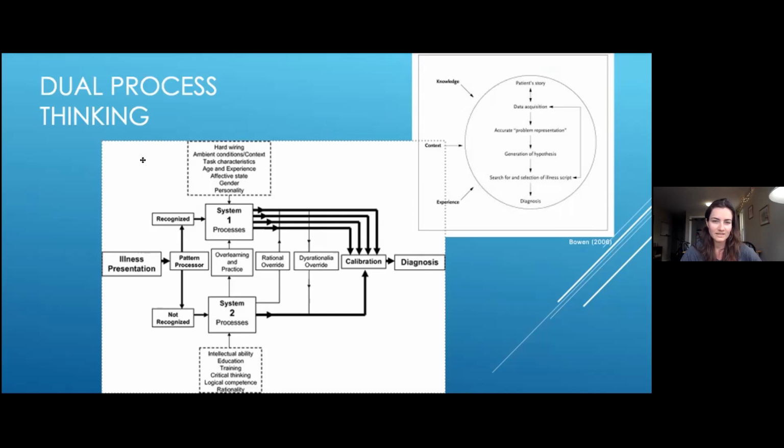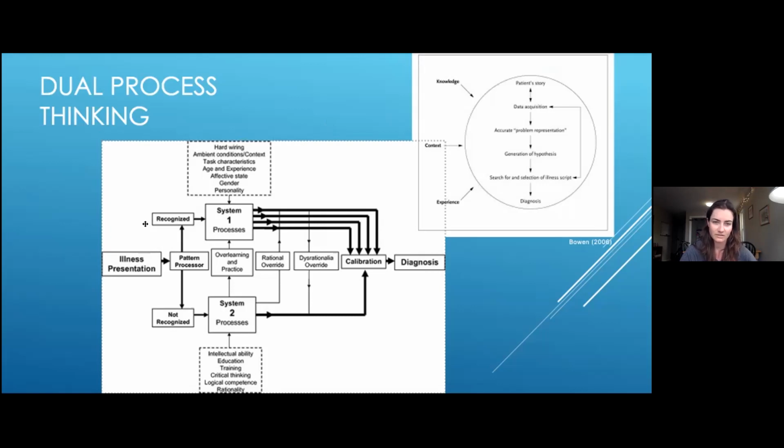So basically, we'll get to why I felt compelled to include this whole messy graph later, but to distill it: you meet a patient who has some sort of illness presentation, and either you recognize that and you're like, oh yes, this is somebody in a heart failure exacerbation. I've seen this a million times before. I know exactly what this is.